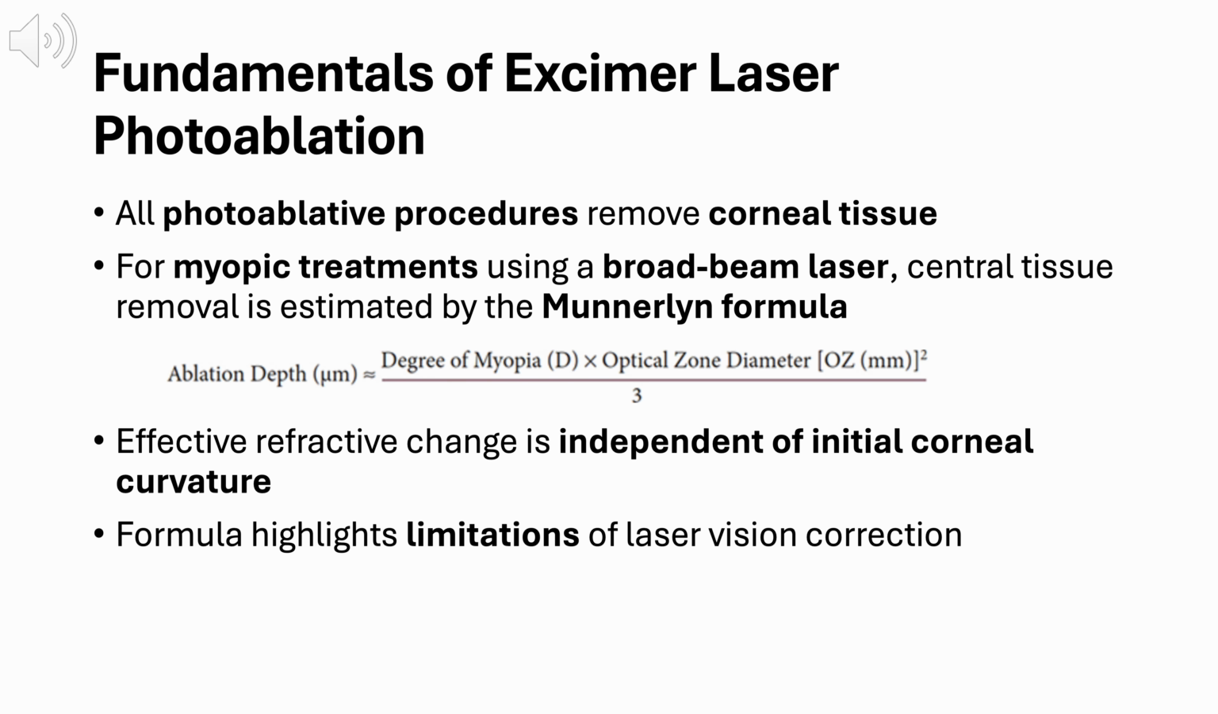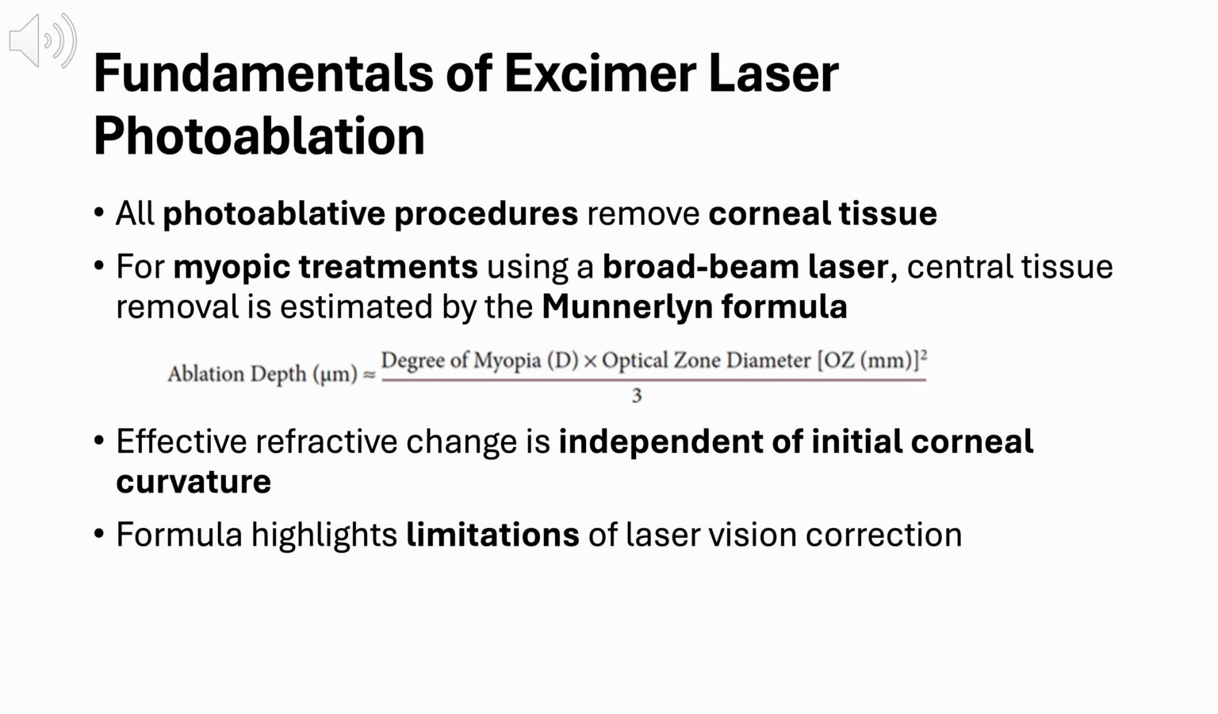Now, let's talk a little deeper about photoablation using the excimer laser. The key idea is that all photoablative procedures physically remove corneal tissue. The refractive change doesn't come from heat or biomechanical remodeling, it comes from precise tissue subtraction at the corneal surface.